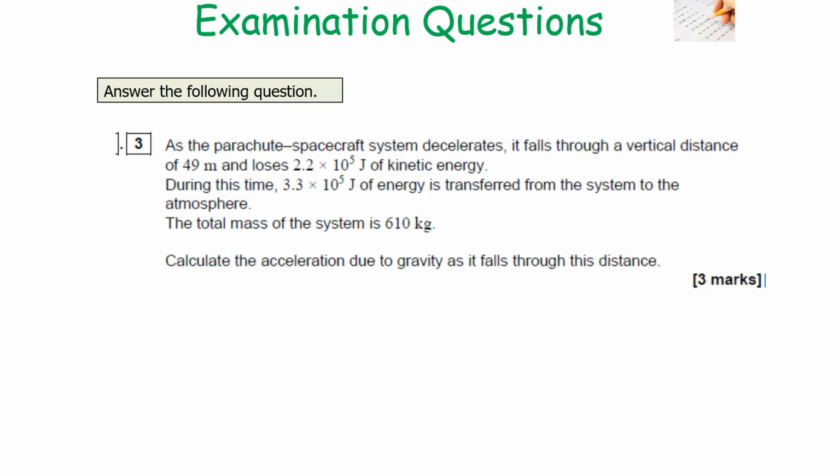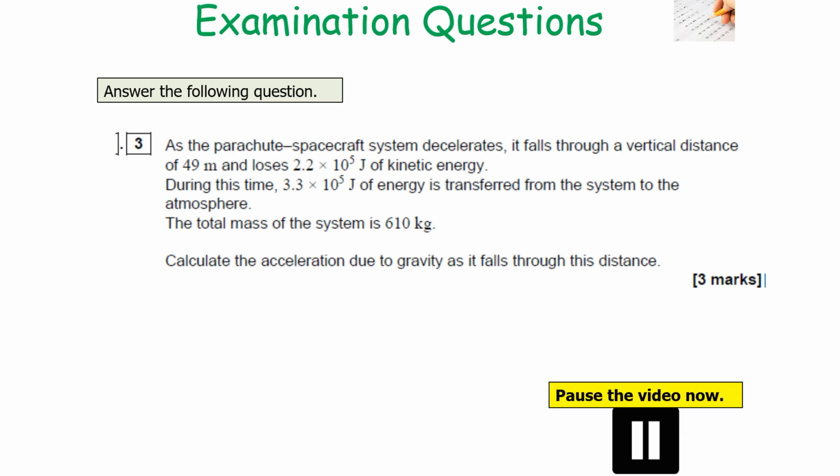As the parachute and spacecraft system decelerates, it falls through a vertical distance of 49 meters and loses 2.2 times 10 to the 5 joules of kinetic energy. During this time, 3.3 times 10 to the 5 joules of energy is transferred from the system to the atmosphere. The total mass of the system is 610 kilograms. Calculate the acceleration due to gravity as it falls through this distance. So pause the video now, then unpause the video when you want to go through your answer.